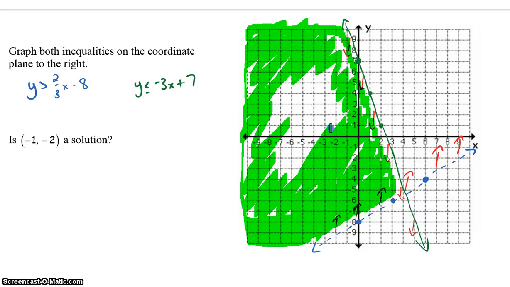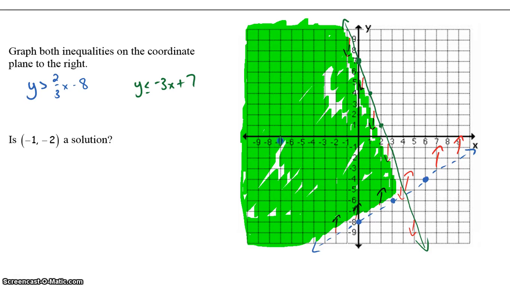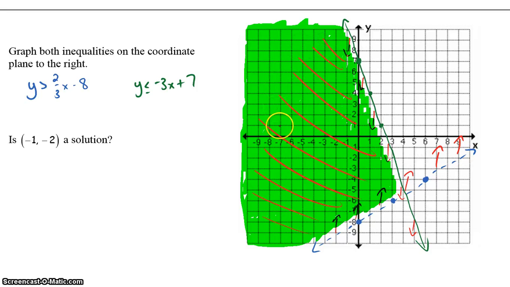It's the only section that provides a solution to both inequalities. I have other sections here that provide a solution to one inequality but not the other, and I have one other section that provides a solution to neither one of these inequalities. This section that we just shaded in, or I just colored in, is my only solution set. Up here would solve one of them, not the other. This would solve one, not the other, and this wouldn't solve either. So you guys can use your pencils and just shade in that section.